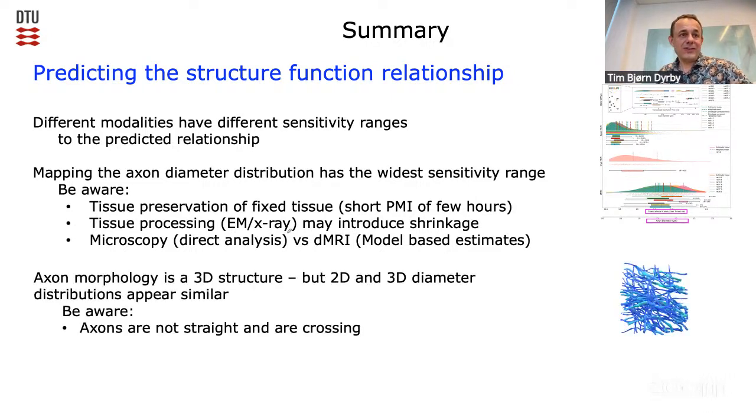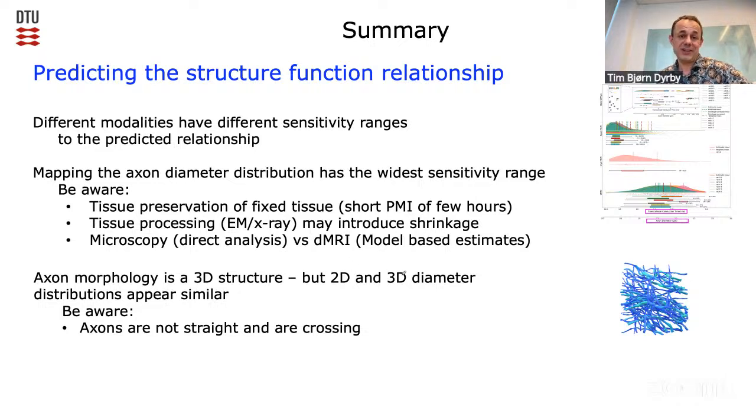We also need to be aware that axon morphology is a 3D structure. And what we have shown is that even though it is a 3D structure, if you take a matrix of 2D histograms of axon diameters and compare it with the 3D, where you take all the measurement changes along the axon and make it for a population of axons, these two will be similar in distribution.